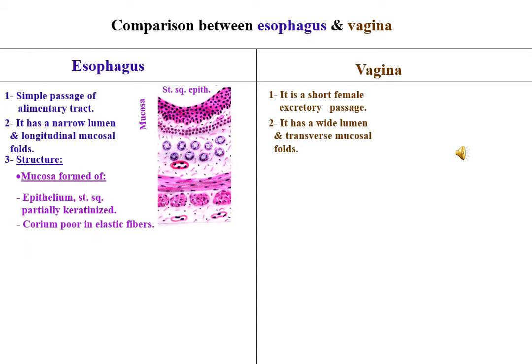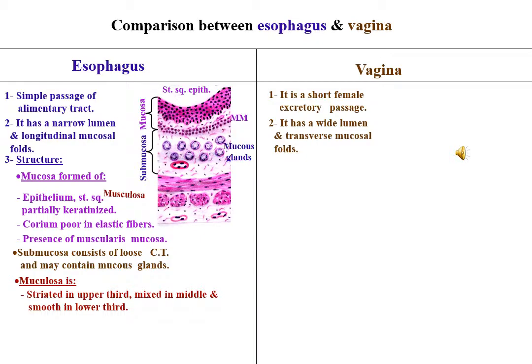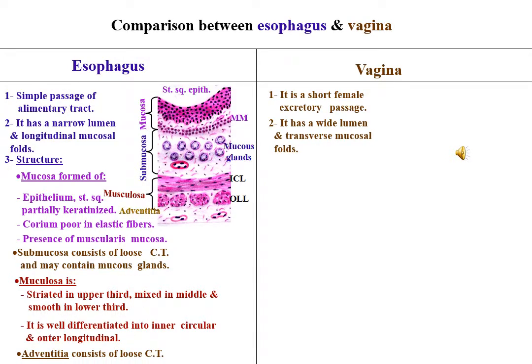Corium poor in elastic fibers, and there is the presence of muscularis mucosa. Submucosa consists of loose connective tissue and may contain mucous glands in certain animals like dogs and in humans. Musculosa is striated in the upper third, mixed in the middle third, and smooth in the lower third. It is well differentiated into inner circular and outer longitudinal layers, then adventitia of loose connective tissue.